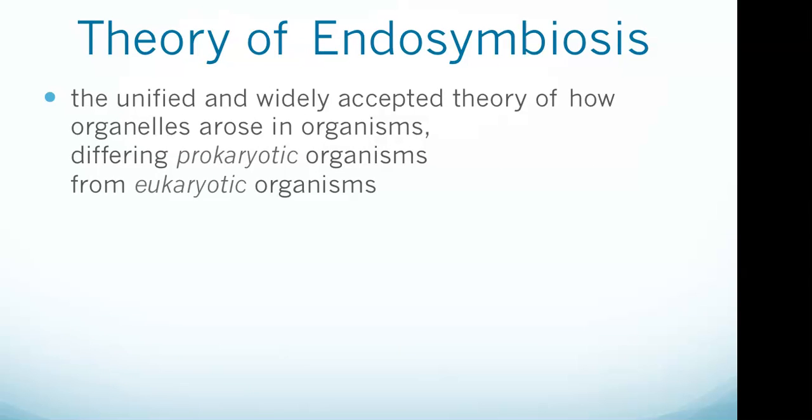Jumping to the theory of endosymbiosis. This is the unified and widely accepted theory of how organelles arose in organisms, differentiating prokaryotic and eukaryotic organisms. In endosymbiotic theory, consistent with general evolutionary theory, all organisms arose from a common ancestor. This ancestor probably resembled a bacteria or a prokaryote with a single strand of DNA surrounded by a plasma membrane. Throughout time, these bacteria diverged in form and function.